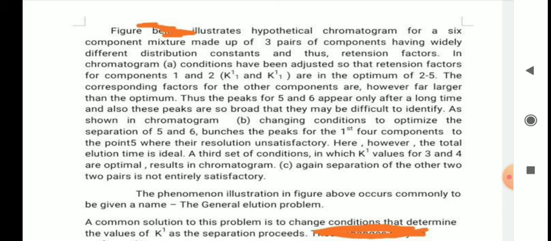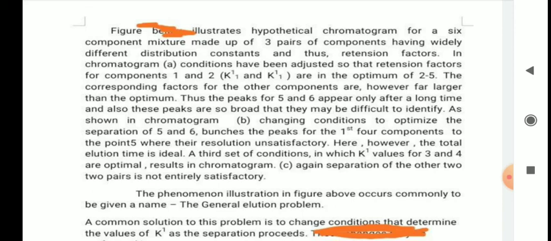A third set of conditions in which k dash values for 3 and 4 are optimal results in chromatogram C, where again the separation of the other two pairs is not entirely satisfactory. The phenomenon illustrated in the figure above is called the general elution problem.